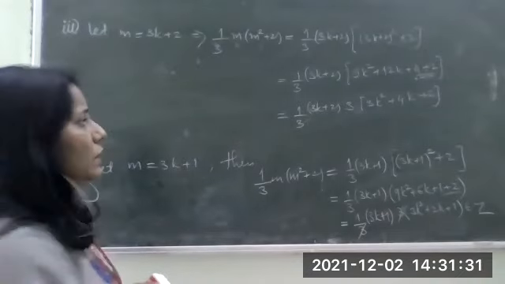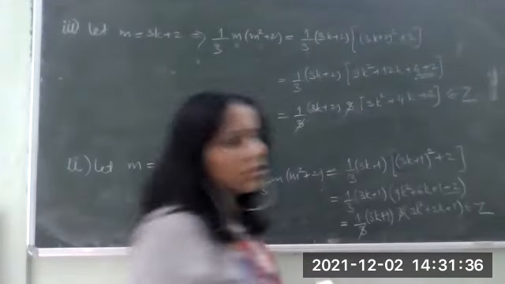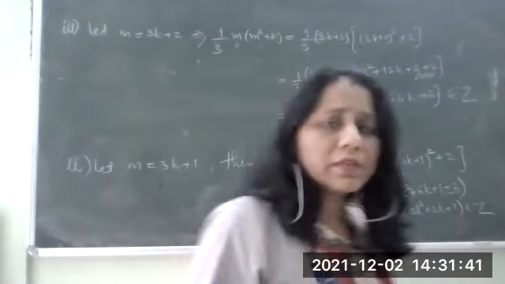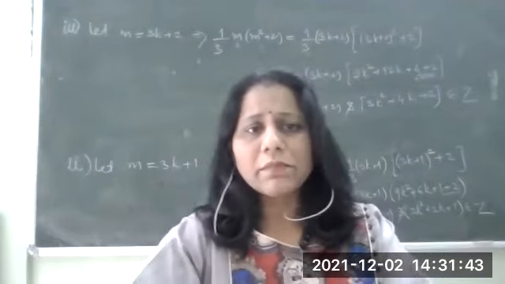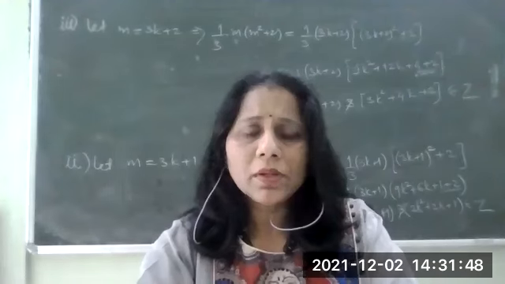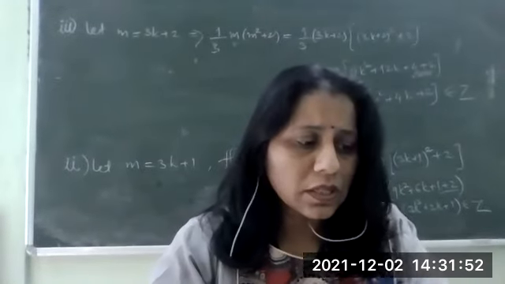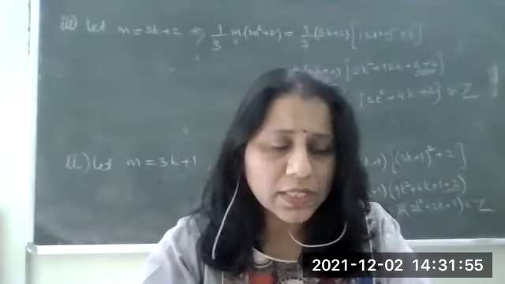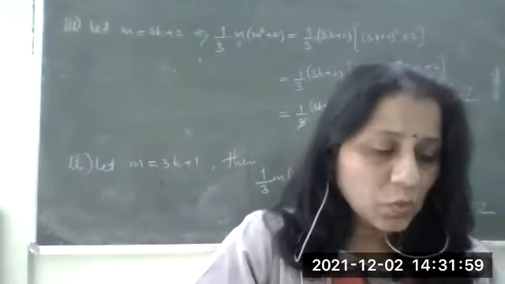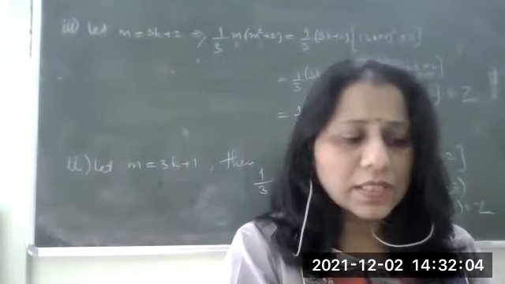Okay. So again 3 will get cancelled and remaining is an integer, and thus we have shown that in all the 3 cases, whether m is 3k or m is 3k plus 1 or m is 3k plus 2, in all the cases 1 by 3 into m square plus 2 becomes an integer. So this means 1 by 3 into m square plus 2 is an integer for all m greater than or equal to 1, where m is an integer. So this completes the proof of this example.